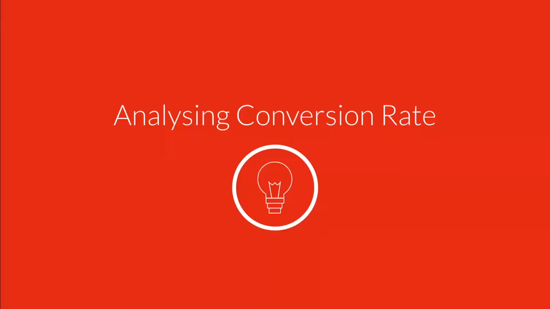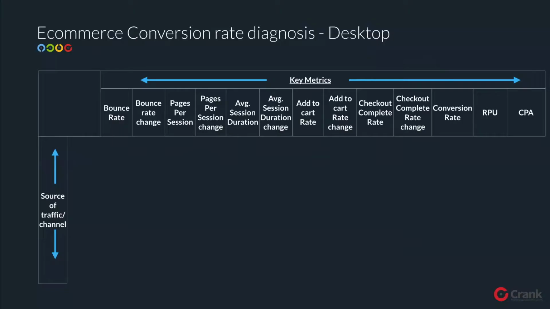Today we're going to look at analysing conversion rate. To start with, we want to map our sources of traffic, where our visitors are coming from, against a set of key metrics. In this example, we've got things like bounce rate, pages per session, average session duration, whether they've added items to cart, or whether they've completed their checkout, and then finally the conversion rate, RPU, which is revenue per user, and CPA, which is cost per acquisition.